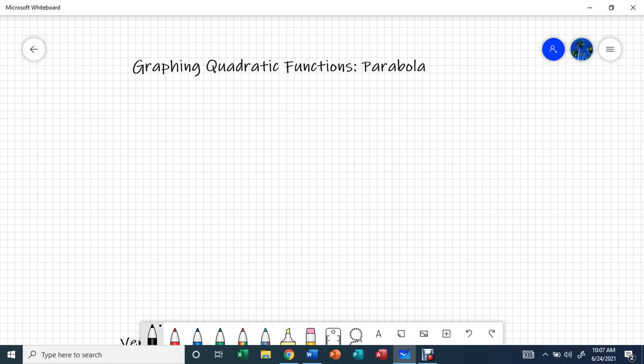Today we will talk about quadratic functions or the parabola. So we will show you how to find the vertex, find out if the parabola opens up or down, and also finding the vertex using two formulas. And finally we will do some examples to better understand the parabola very well. So let's start.